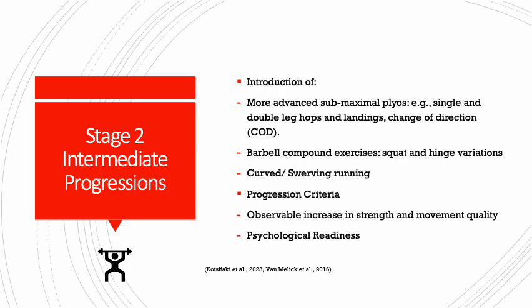So once we've completed the initial phase, we would like to move on to some more intermediate progressions. This will include the introduction of more advanced submaximal plyometrics, i.e. single and double leg hops and landings, as well as change of directions. We'll also start to introduce some barbell compound exercises like squat and hinge variations. This will allow us to increase relative and absolute load and the magnitude of stress, increasing our strength adaptations.